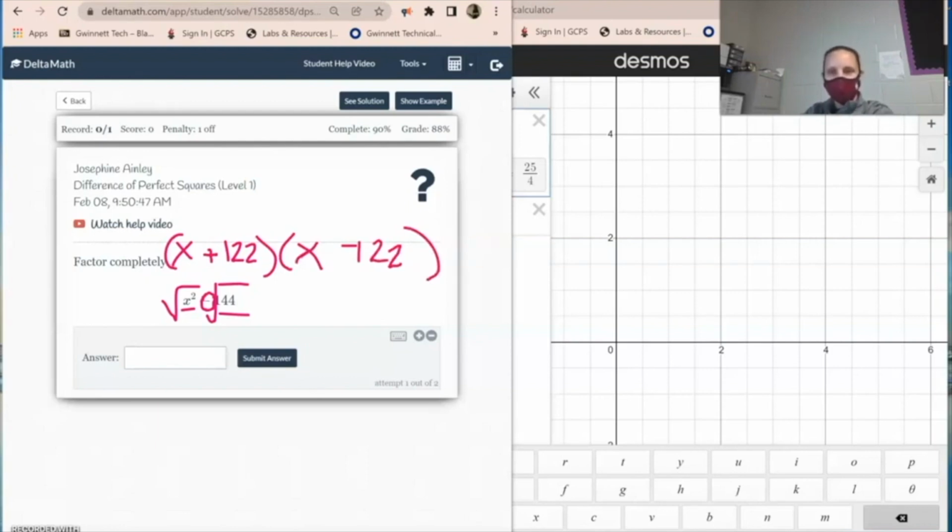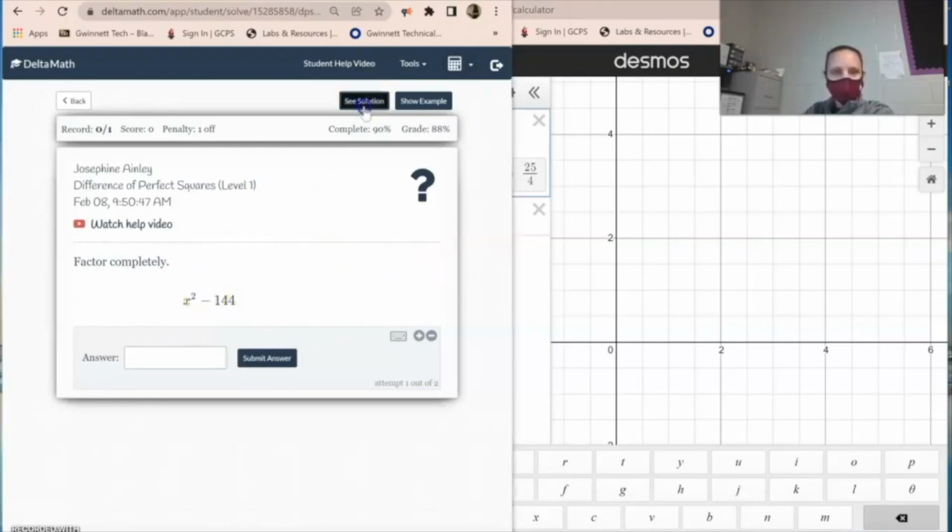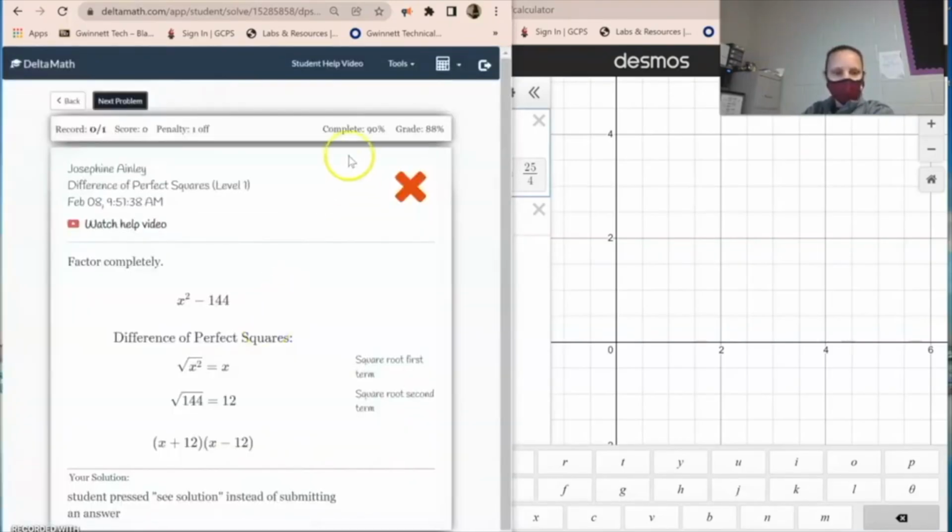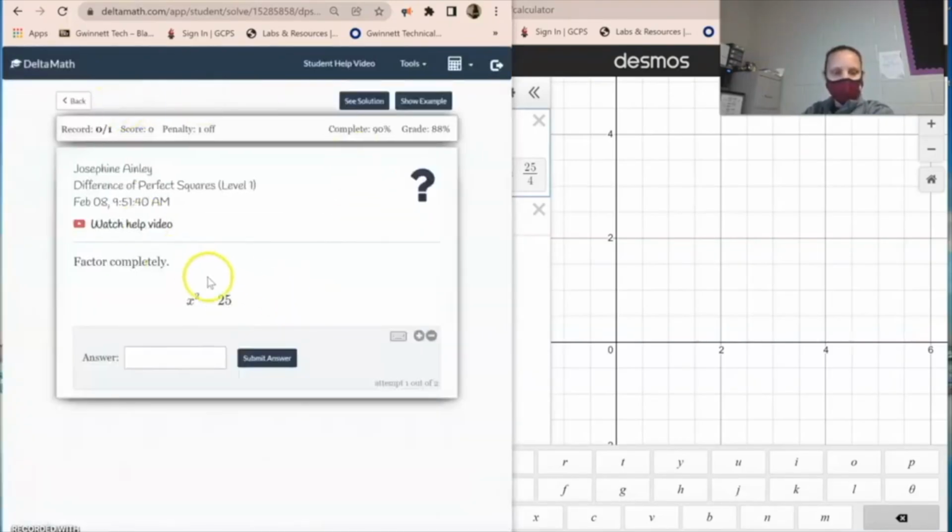All right. Let's do another question. I'm going to do a couple of these. So again, you take the square root of the first, the square root of the second, plus and minus. So this is x, square root of x squared is x, square root of 25 is 5, and then you're going to do plus or minus.